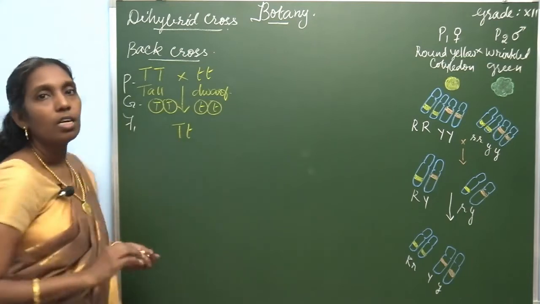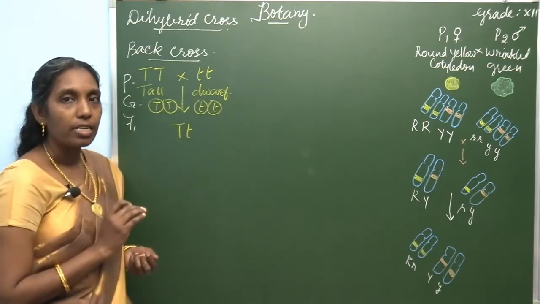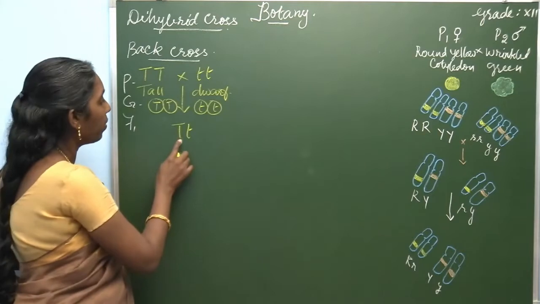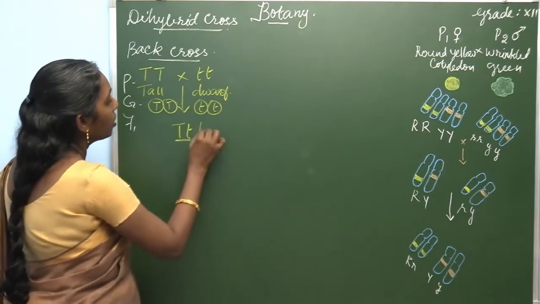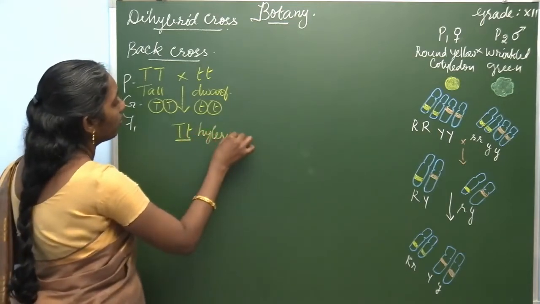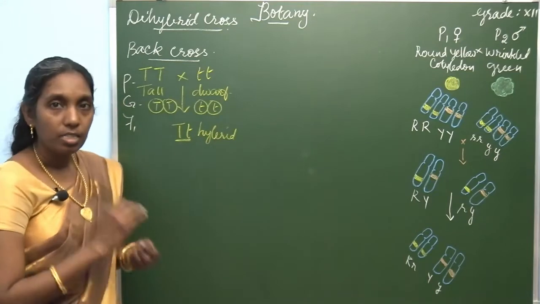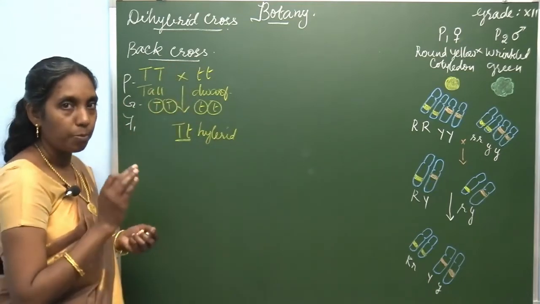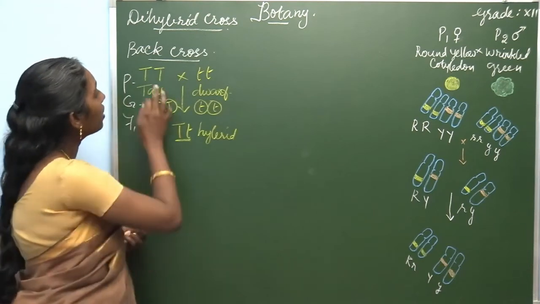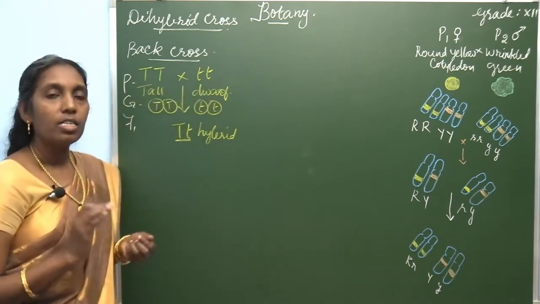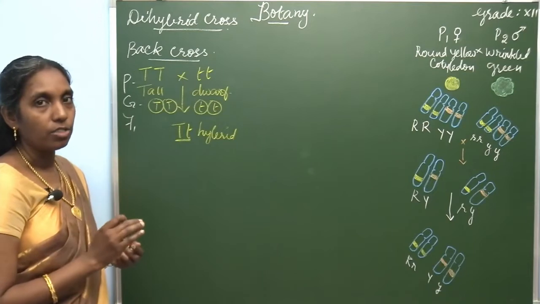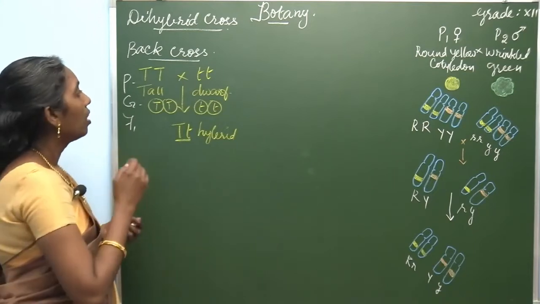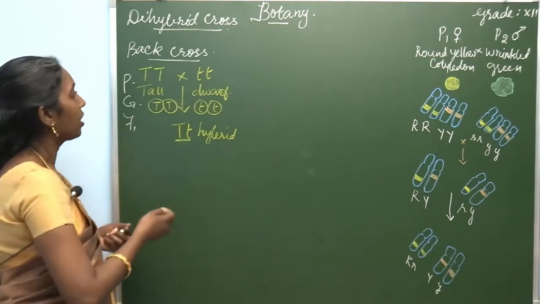So, it is a heterozygous tall. This is a hybrid. This is mentioned as hybrid. In this hybrid, so what is back cross? Back cross is a cross between the hybrid with any one of the parents. Let's see how it gives the ratio and how it is expressed in the next generation.